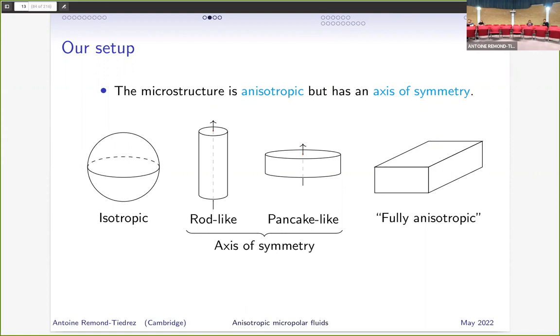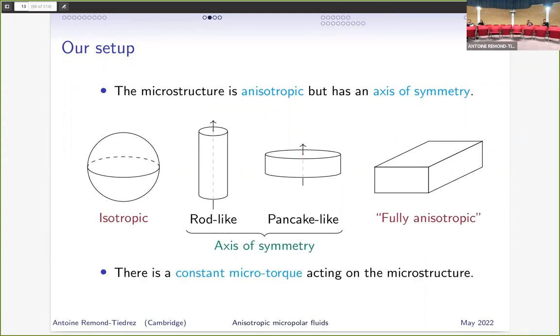So for us today, we're going to stay squarely in the micropolar regime, and in particular in this sort of sweet spot where some geometry comes into play, but you still have a preferred axis. And then the other thing is there's going to be a constant microtorque acting on the microstructure.